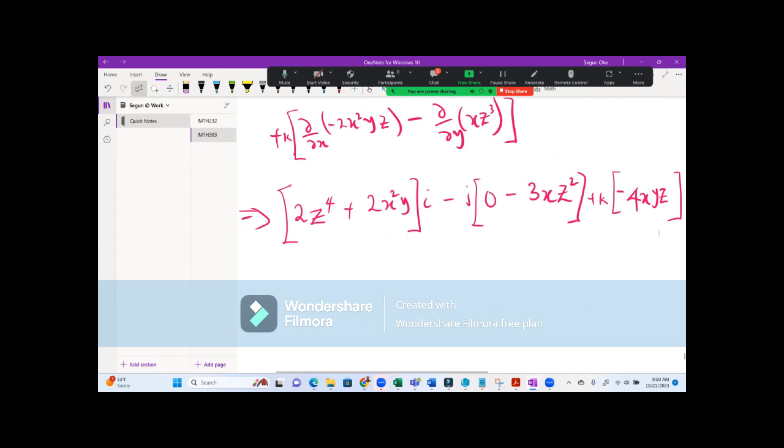Then we can write it out according to the components. So you are going to have 2z raised to power 4 plus 2x squared y i, plus 3xz squared j, minus 4xyz k.